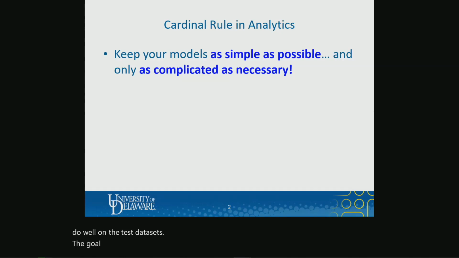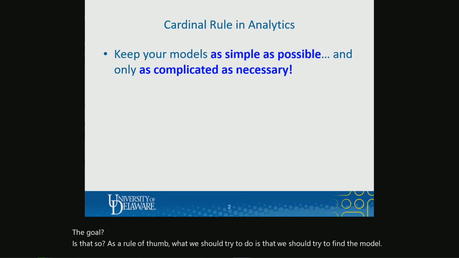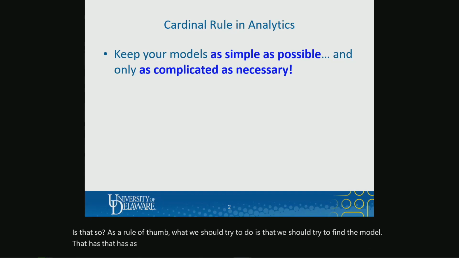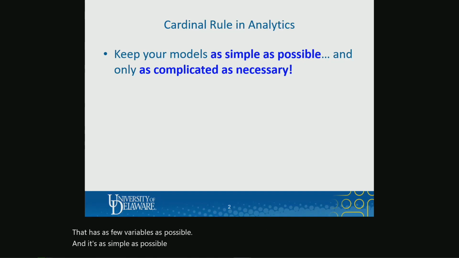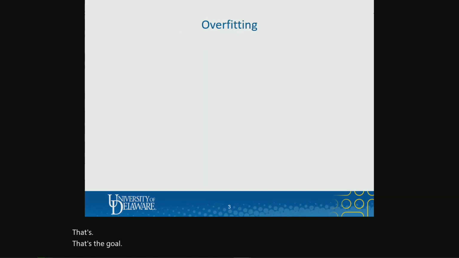The goal is that, as a rule of thumb, what we should try to do is find a model that has as few variables as possible and is as simple as possible, but at the same time can result in as high R squared as possible. So we want to have the highest R squared with the minimum number of variables. That's the goal.